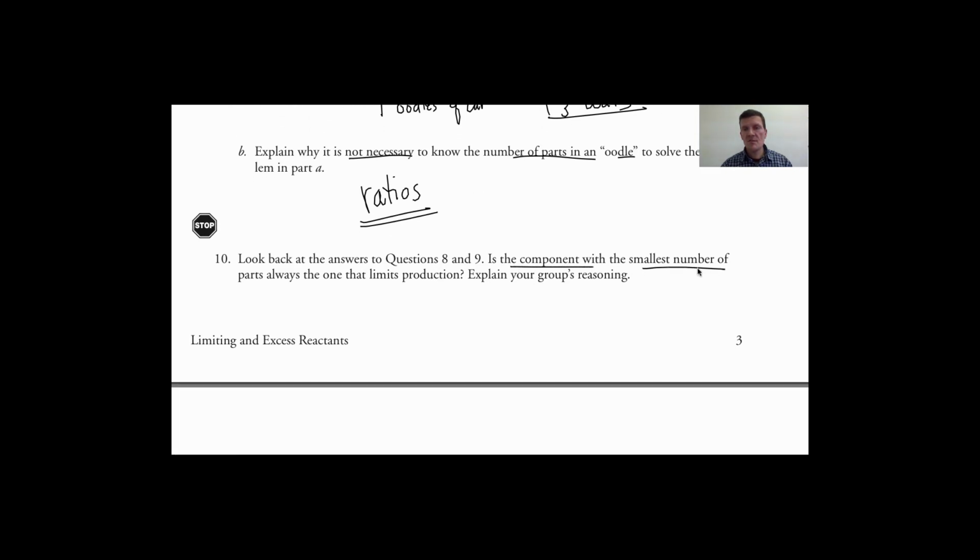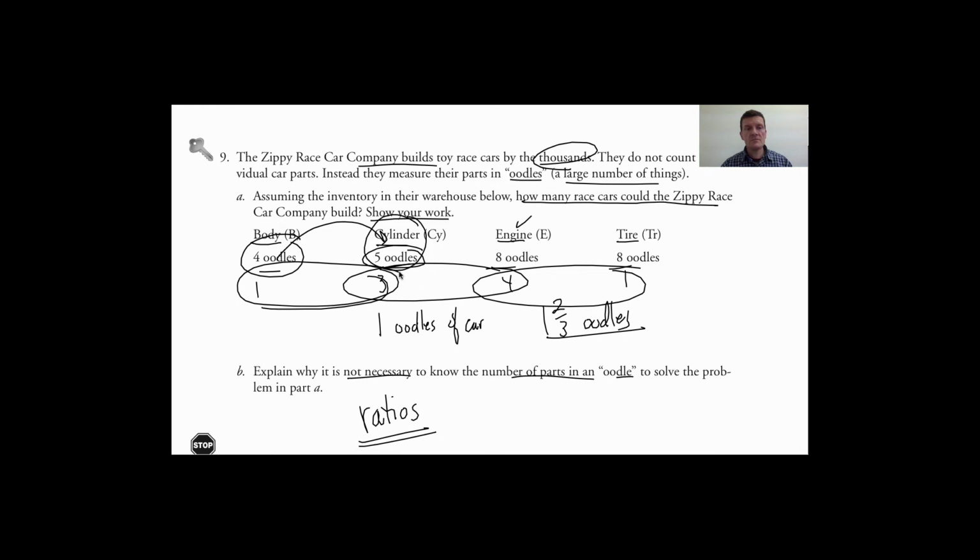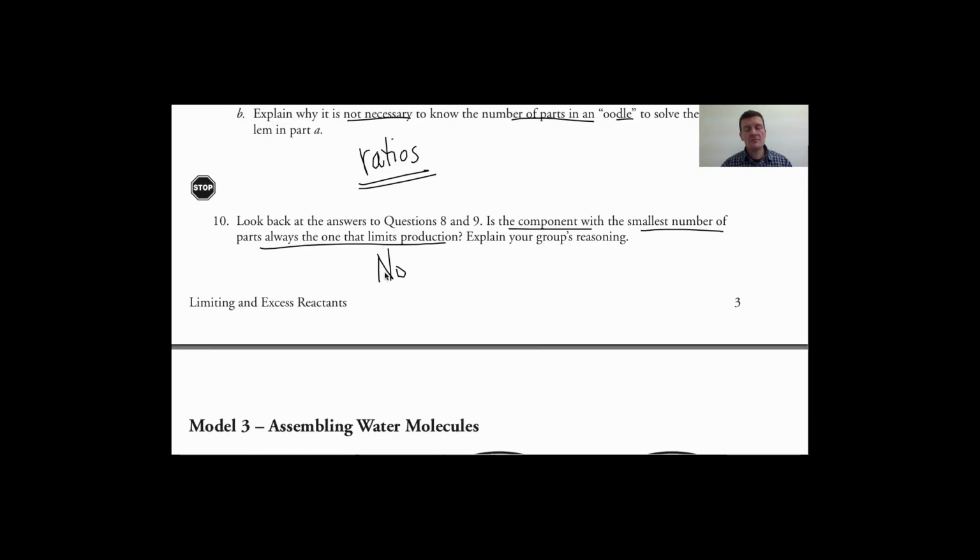Is the component with the smallest number of parts always the one that limits production? No. You can't just look up here and say, oh, you know what? 4 is the smallest number, therefore it must be the bodies that are going to run out first. No, that's not the case because you only need 1 body, whereas you need 3 cylinders per car. So you have to look at the ratio here and figure out which one is going to get exhausted first, which one's going to get consumed first by looking at the ratio and the number that you have.